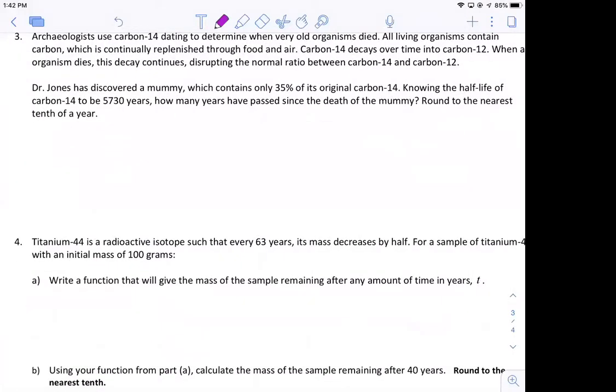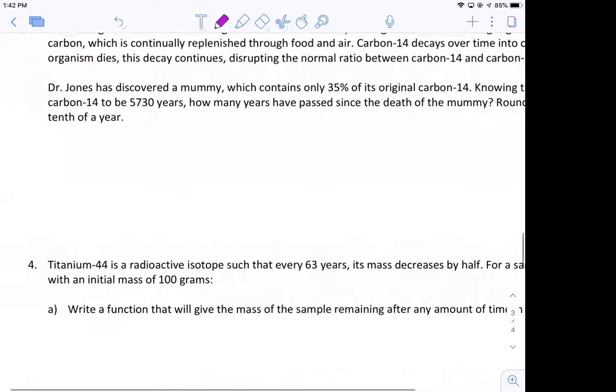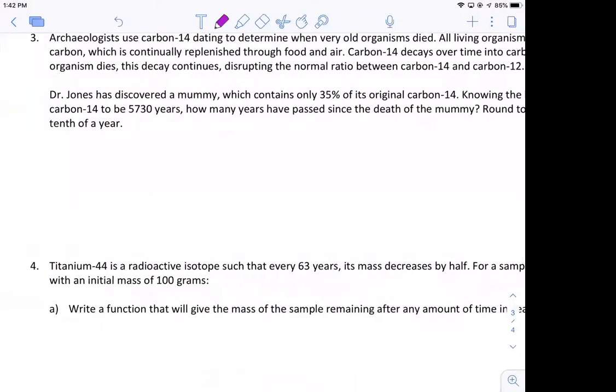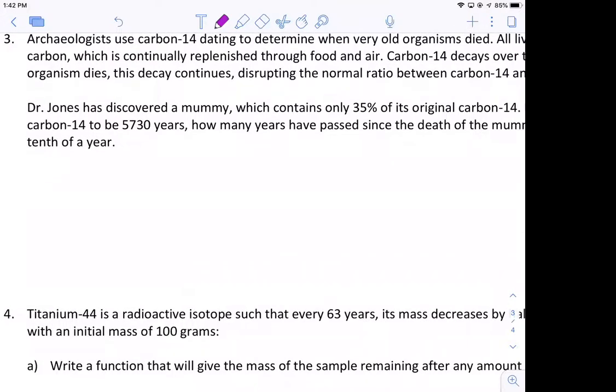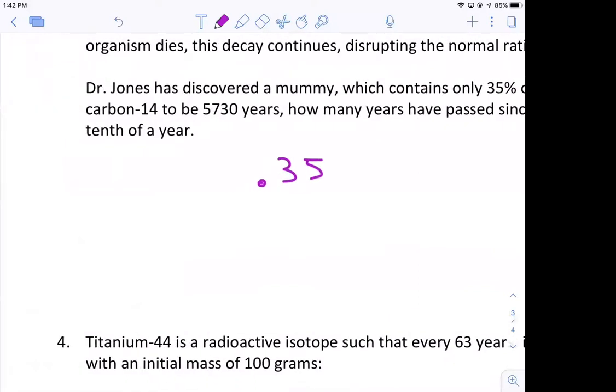So Dr. Jones has discovered a mummy which contains only 35% of its original carbon-14. Knowing the half-life of carbon-14 to be 5,730 years, how many years have passed since the death of this mummy? Round to the nearest 10th of a year. So it contains 35% of its original carbon. If you want, you can just say, if it's 35%, then the ratio of the final amount over the original amount has to be 0.35.